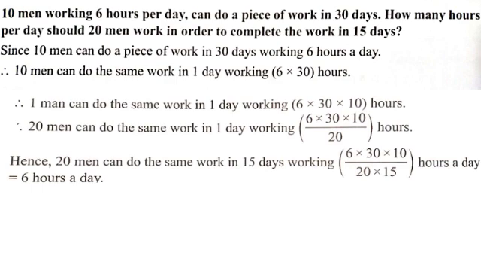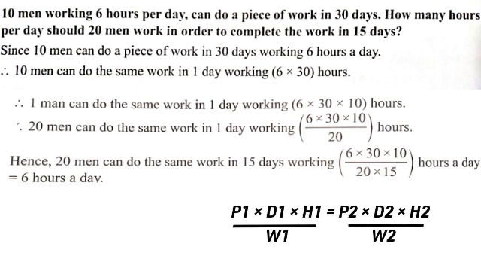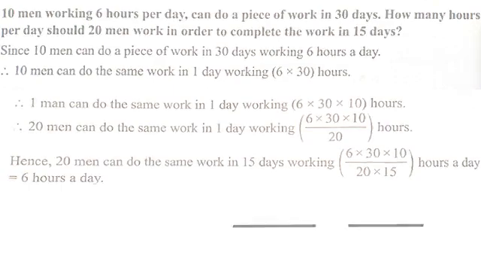There is a formula for doing this in an easier way, that is P1 into D1 into H1 by W1 is equal to P2 into D2 into H2 by W2. P refers to the person, D refers to days, and H refers to the hours. If they didn't give one of them, if they only gave person and days or person and hours, you can leave it. And the next side, P2, refers to the second set of terms they have given, which is P the person, D day, and H hours, and W is work, how much work is done.